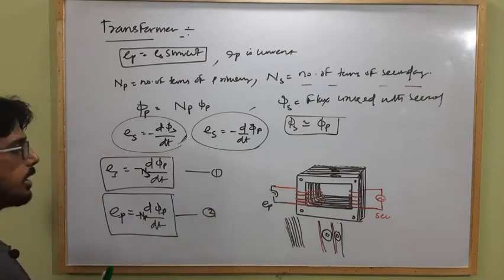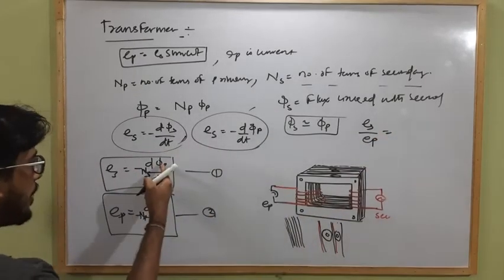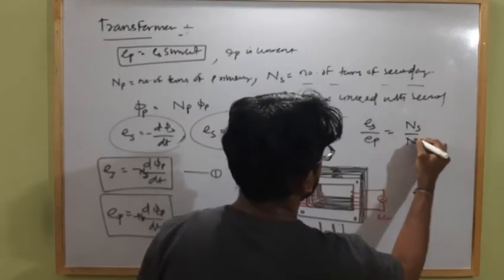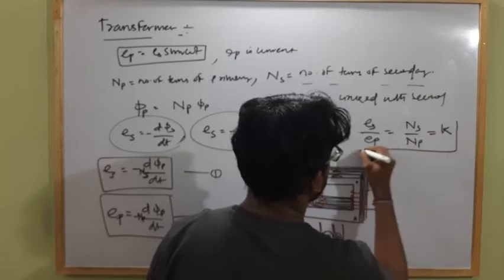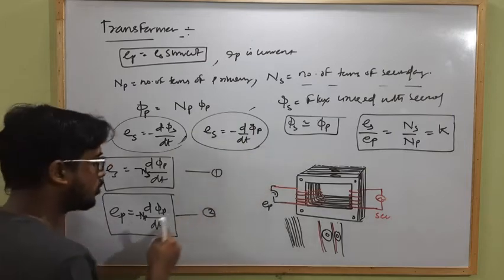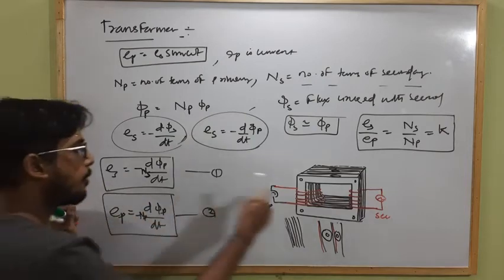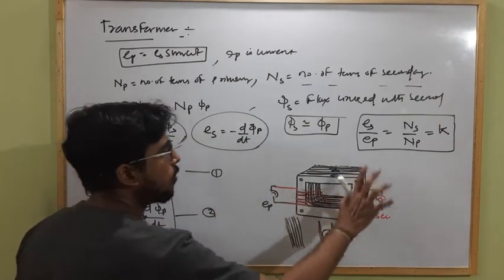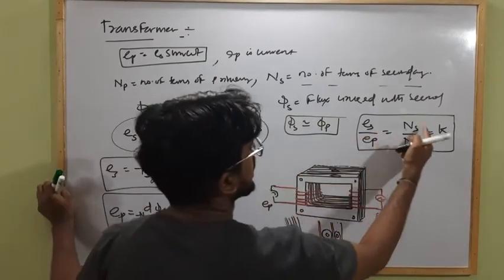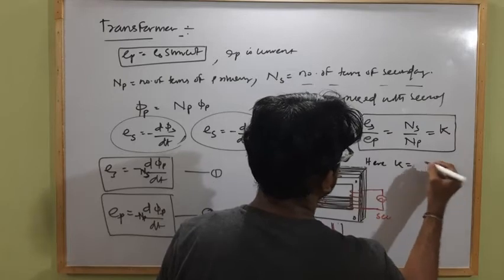So from 1 and 2 we will get what? Dividing 1 by 2 we will get ES by EP equal to how much? D phi p by dt will get cancelled, so it will be Ns by Np, which is equal to a constant K. Clear? As there is very little leakage in flux, the flux produced by the primary will be nearly equal to the flux linked with the secondary, due to which the EMF supplied across the primary is nearly equal to the EMF induced across the secondary. So the ratio ES by EP equal to Ns by Np, which is equal to the constant K. Here K equal to the transformer ratio.